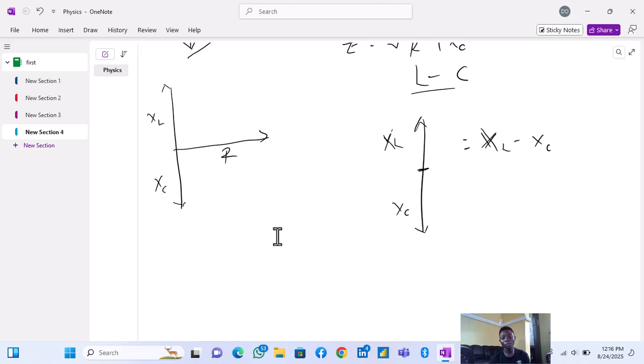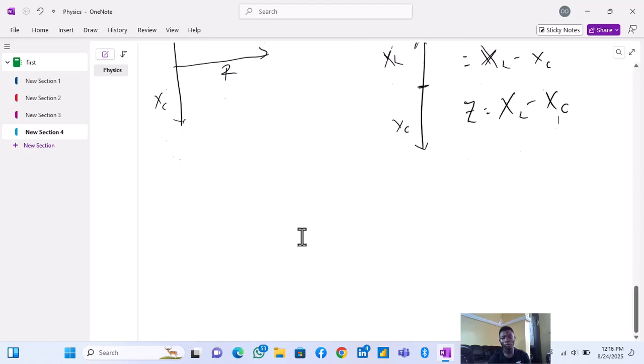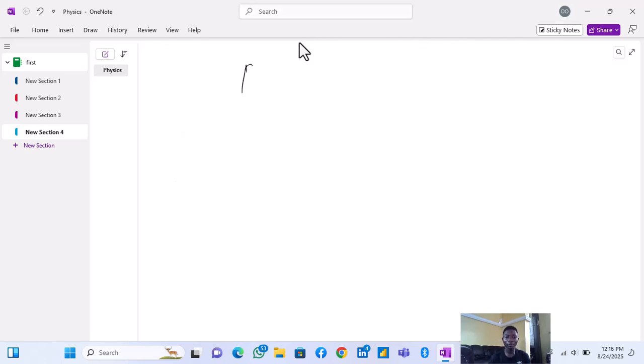And that is the impedance. So the impedance is actually XL minus XC. It's as simple as that for an LC circuit. But what about an RLC circuit now?